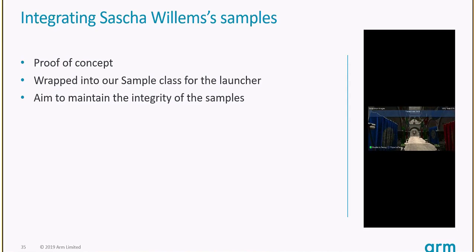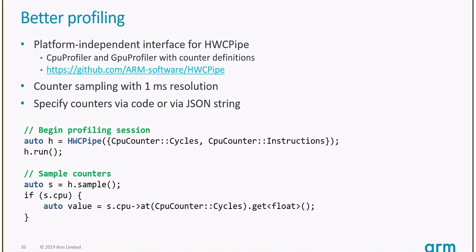Another improvement we just recently made is profiling improvements. So our best practice project uses HWC pipe for profiling. It's an open source library you can find on GitHub as well. It was originally made by Hans Christian when he was there, and we now maintain it. And we released a new version that has an easier to use interface in case you want to integrate it in your project.